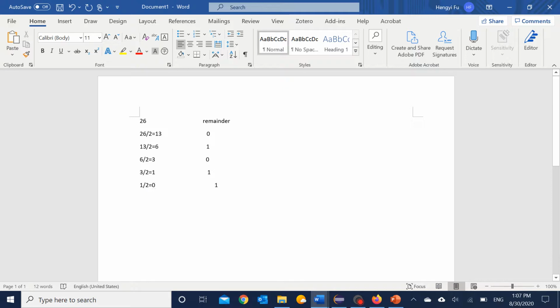And this one is the most significant bit, and this 0 is the least significant bit. We should read this column from bottom to top. So 26 in decimal is 11010 in binary. That's for question 36.